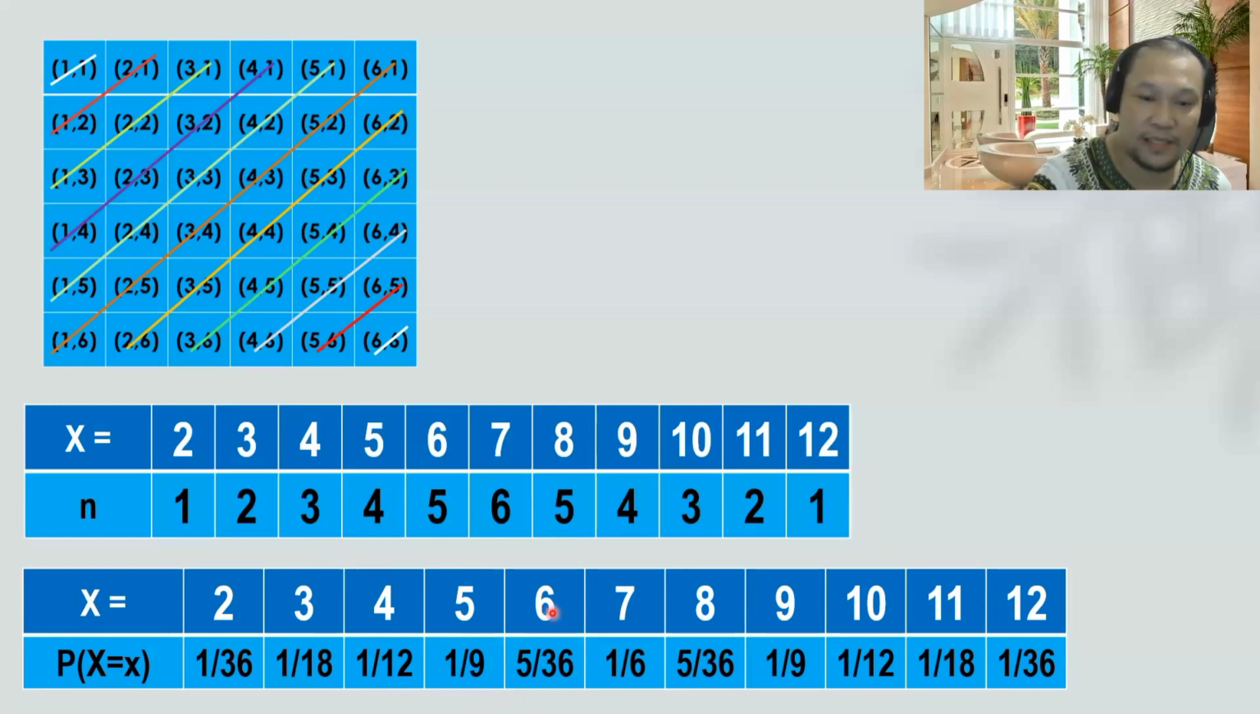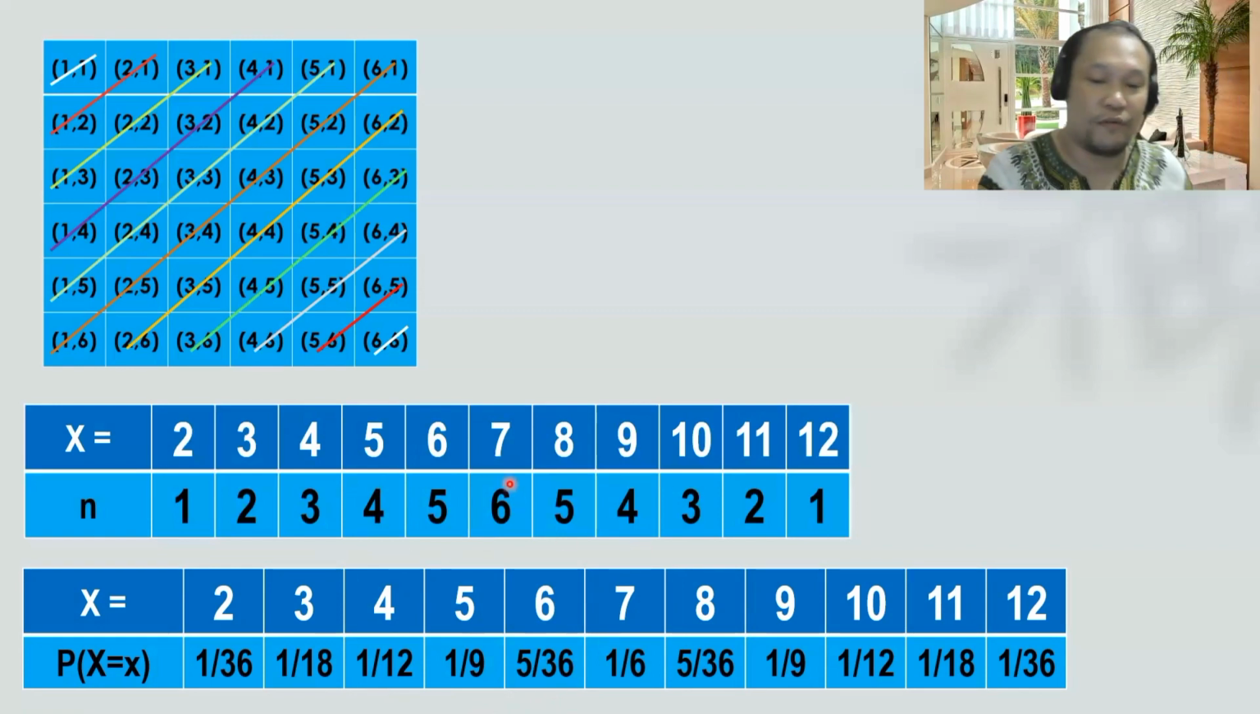For a sum of 6, we have 5 over 36. For 7, we have 6 over 36, which is 1 over 6. And then we have 5 over 36, 1 over 9, 1 over 12, 1 over 18, 1 over 36. Now, these are the probabilities of each random variable.